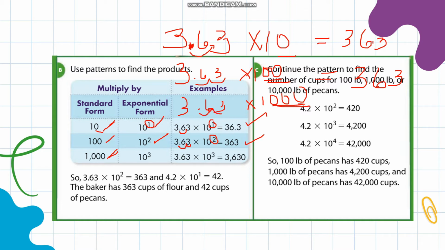1, 2, and 3. So your decimal is here. But there is a missing number. If there is a missing number, you need to put 0. That's why the answer is 3,630, because we need to add 1 zero. And the decimal is at the end of the 0. So that is a whole number.